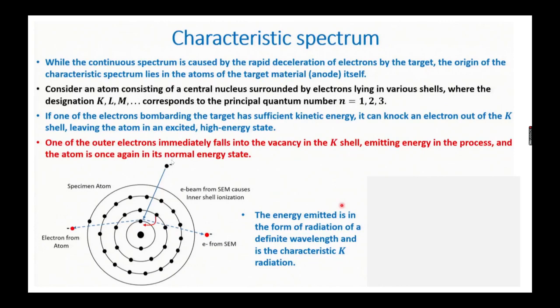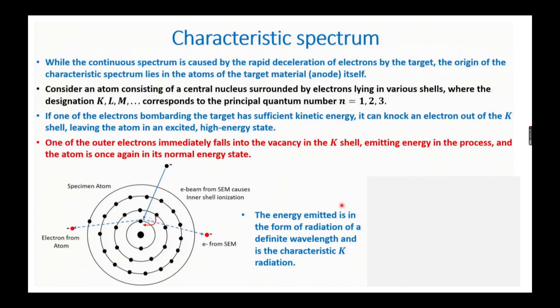Suppose the electron beam is coming from the SEM, and this will knock out an electron from the K shell. Suppose this is the nucleus and this is the K shell, leaving the atom in an excited high energy state. After it knocks out the electron, one of the outer electrons, suppose this is the L shell and this is K, immediately falls into the vacancy in the K shell.